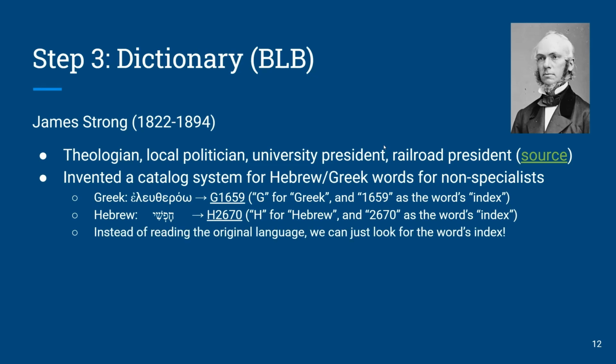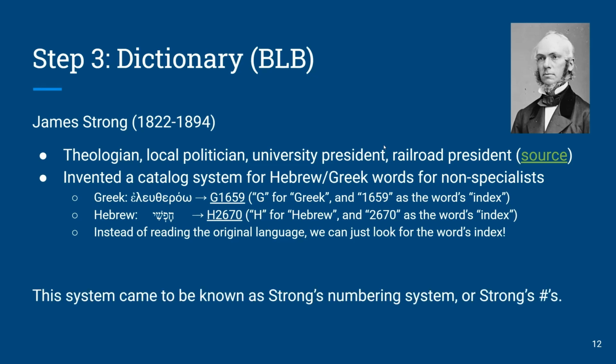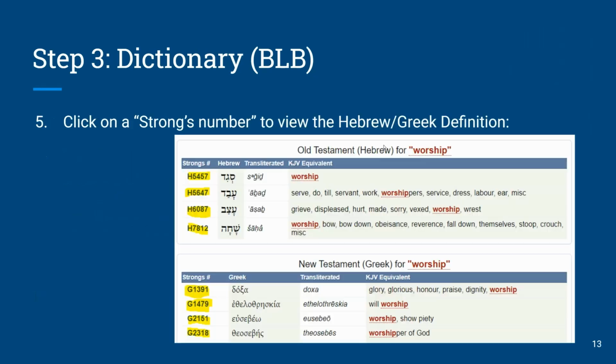Great. So what does this mean? Instead of reading the original language, we can just look for the word's index. So instead of having to read through, let's say, a Greek New Testament and spot all the places that eleuthero appears, we can just say, I want to look for G1659. And there are resources that can help us with this. But this numbering system of representing original language words with these codes came to be known as something called the Strong's numbering system, or just Strong's numbers for short.